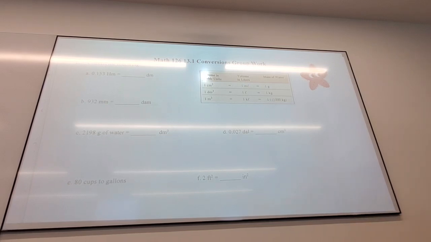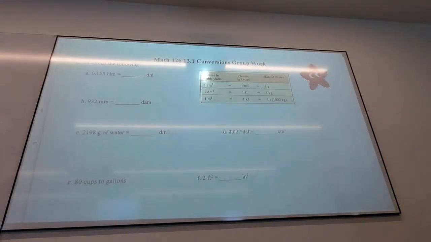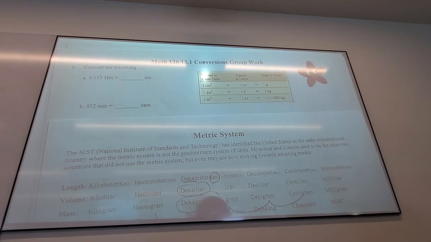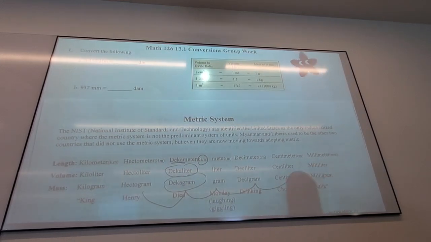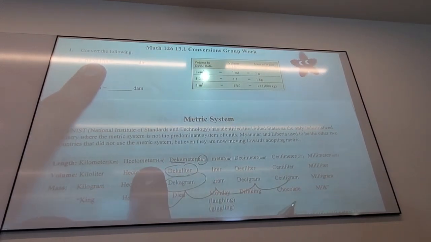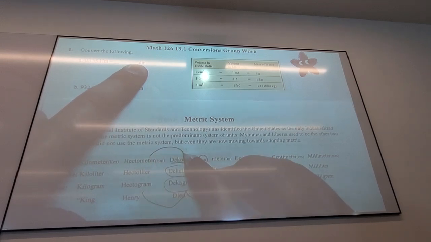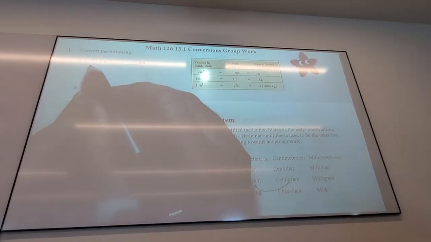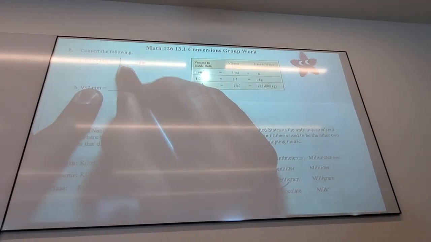All right, guys. I know you're not quite done yet, but I'm going to start to catch up to you. These first couple are just moving around on the old King Henry scale here. So hecto to deci would be 1, 2, 3. So if I move the decimal over 1, 2, 3, I get 153.